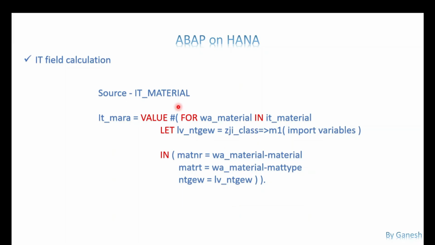I have an internal table called IT material, and I'm going to get the calculated value into my other internal table, IT Mara. It's already declared over there, and these are pretty simple for you. I'll just go through it one more time. For the work area in your source internal table, which has all the data, you have to use a helper variable. You have to declare the helper variable on the fly, in an inline declaration. You have to make it here.